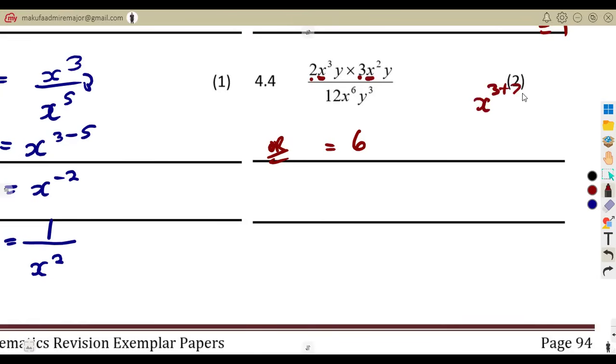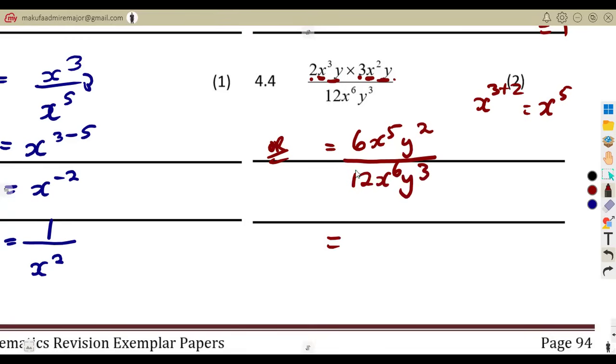We add the exponents. So 3 and 2, we add the exponents. That is going to be x to the exponent of what? A 5. The part of y, there's a y and a y, so we multiply y times y, that is going to give us y squared. Everything over what? That's 12x to the exponent of 6, y to the exponent of 3.